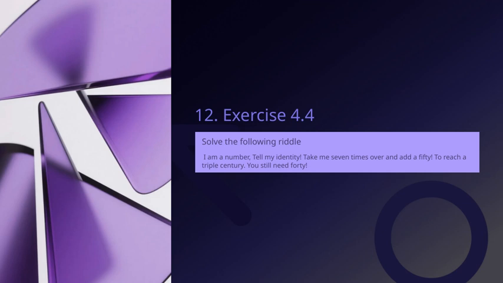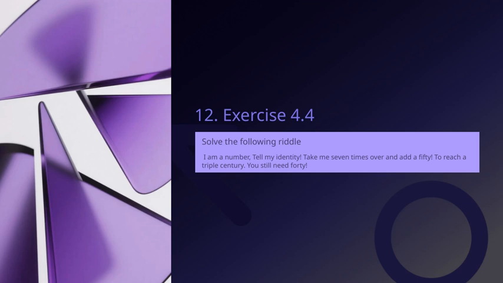Now, that's a crucial instruction. It's guiding us to perform some calculations based on that number. And the goal of these operations is to reach a triple century, which is 300. But there's a twist. You still need 40, meaning after reaching 300, we need to account for an additional 40. So, in essence, we're working backwards to find our original number by setting up an equation.